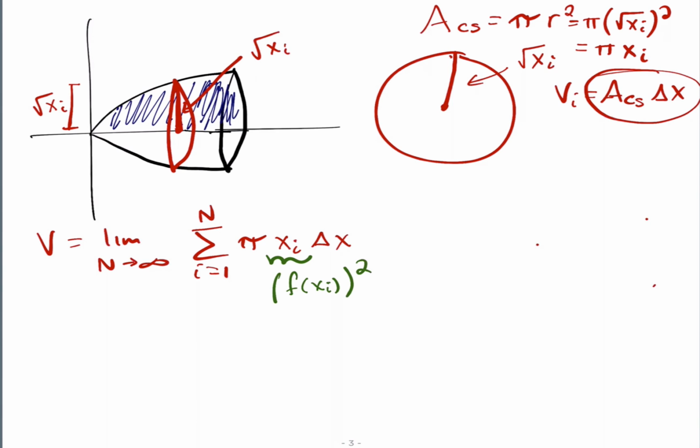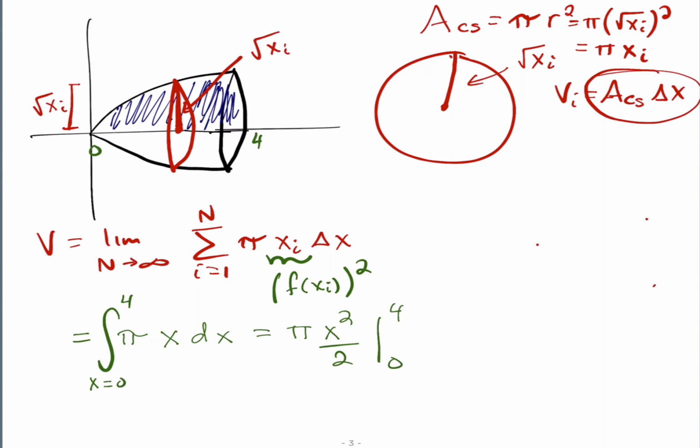Okay, so then the whole point of this is to turn it into an integral. So this is equal to the integral from where to where? 0 to 4, right? So from x equals 0 to x equals 4 of pi x dx, which is just what that infinite sum equals. And this is no big deal to integrate. This is pi x squared over 2 from 0 to 4, right?